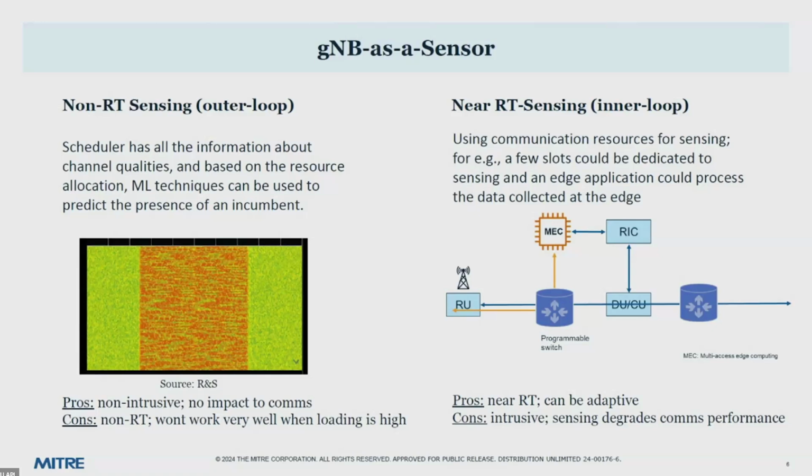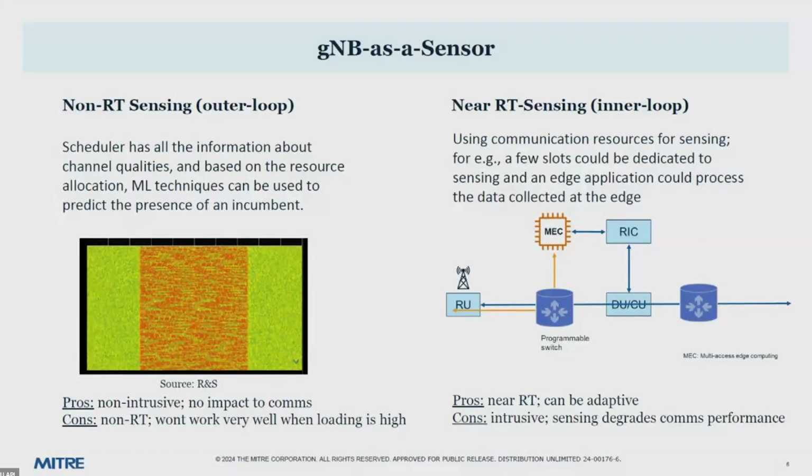Advantage, you have a very latency sensitive way of doing things. You have a much more predictive way of doing sensing. However, the drawback is that now your communication system performance is going to degrade. Why? Because you are using some of the resources for your sensing. So there are 2 different approaches that you can employ within a Gnode B to make it a sensor. So Gnode B as a sensor can be done.